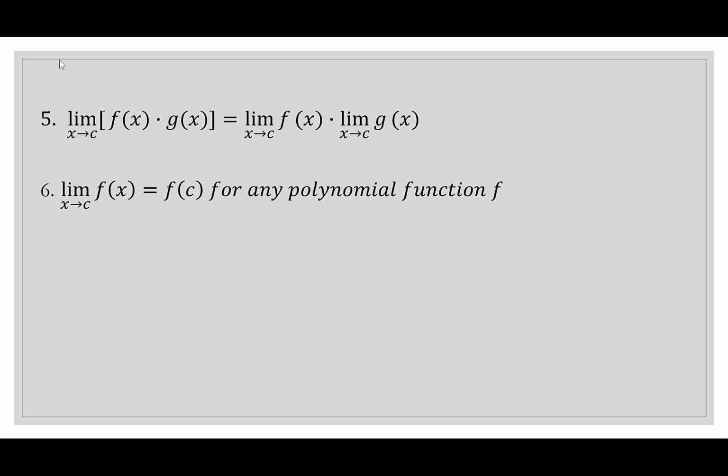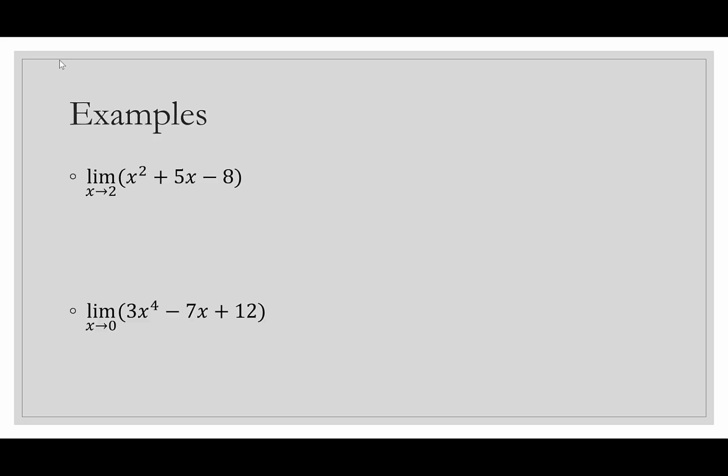You're not wrong. If it says multiplication, I have the limit as x goes to c of f of x times g of x. I can do the limit of f of x times the limit of g of x. And where this is all really heading is number 6 that says the limit as x goes to c of f of x is f of c for any polynomial function f. So if I have a polynomial, which means I have some powers and coefficients and adding and subtracting, just plug in the number and get what you get.